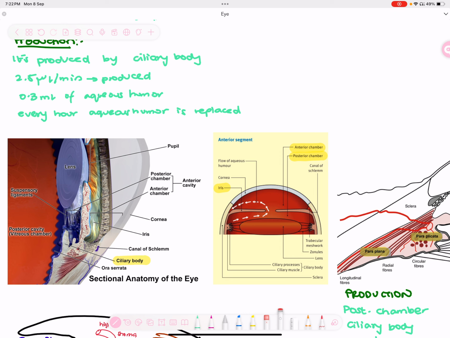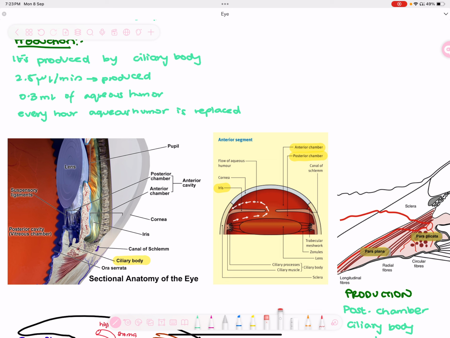Now, how much aqueous humor is produced? What do you think? It is 2.5 microliters per minute. This is the value, 2.5 microliters. This seems really less, but the eye is such a small structure. In that, even this amount of liquid is a lot. Now, our eye contains 0.3 ml of aqueous humor. This is the amount that is present in your eye every time. If you measure this aqueous humor, it is 0.3 ml. And on top of that, 2.5 microliters per minute, not even per hour, not even per day, not even per week, per minute, is being added.